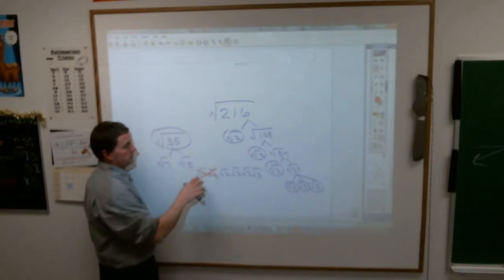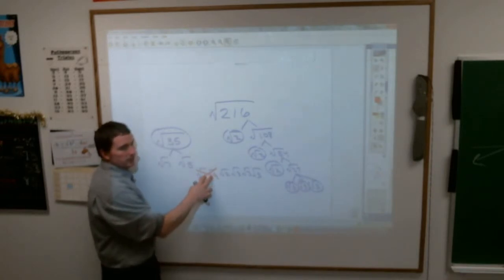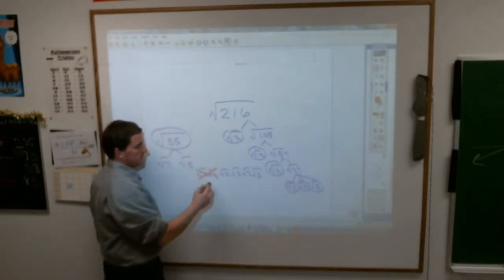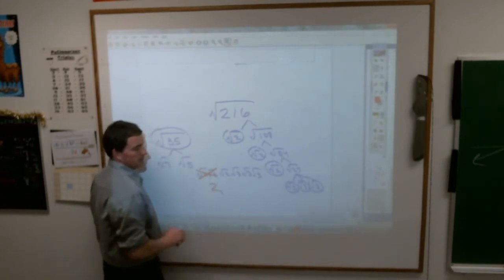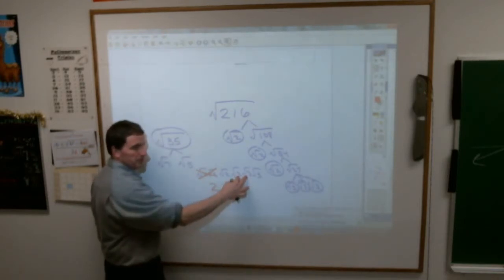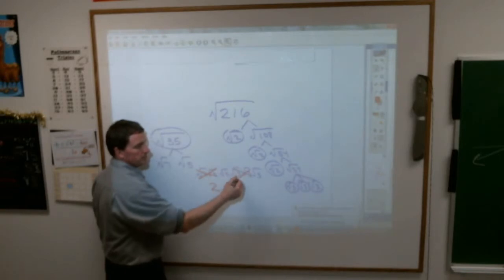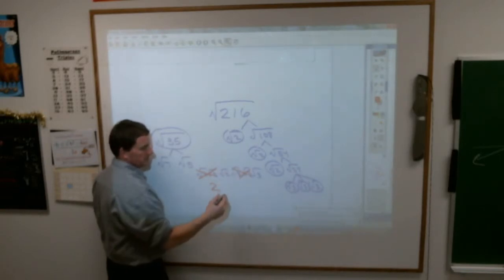2 square roots of 2, 2 times the square root of 2. What is the square root of 4? 2. This ends up being just a normal 2. 2 square roots of 3 cross off to leave me 3 times 3 is 9. The square root of 9 is 3.